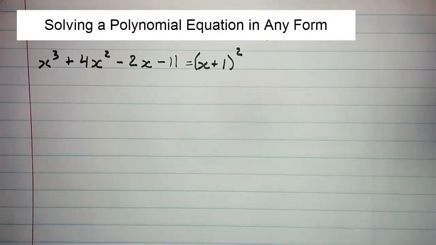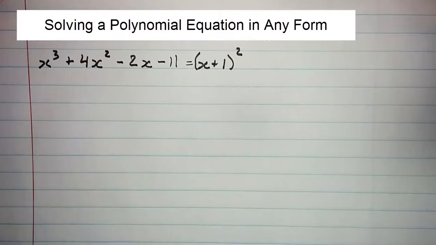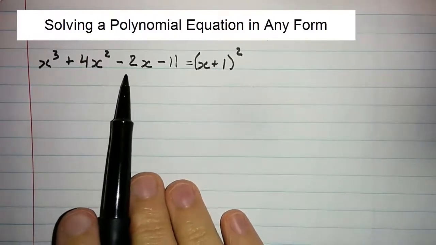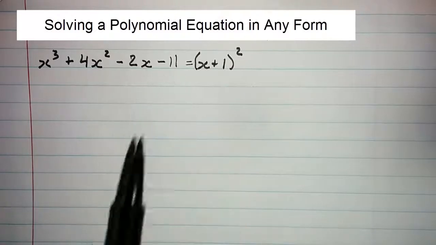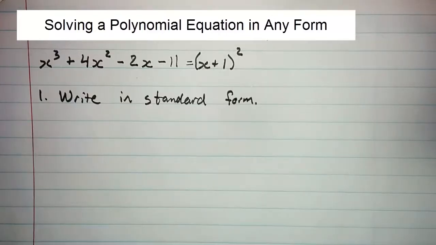The thing that we shouldn't do is just start factoring willy-nilly. Factoring this left-hand side isn't going to do us any good. Why? Because then we'll have two factored forms equal to each other. What should we do then? Our first goal should be to write our polynomial equation in standard form. That is, with 0 on one side.